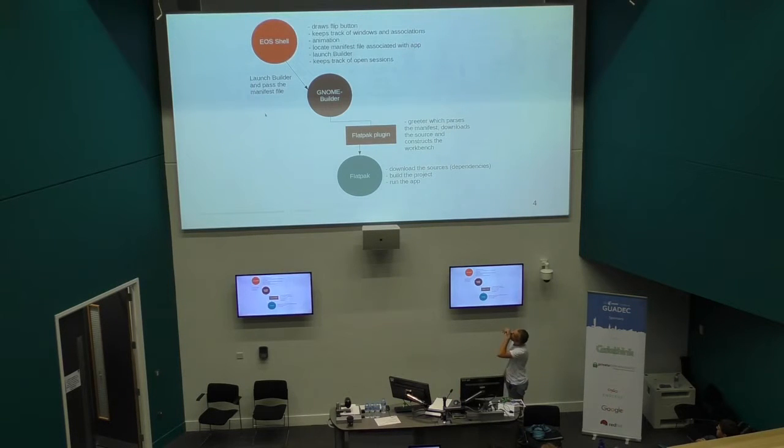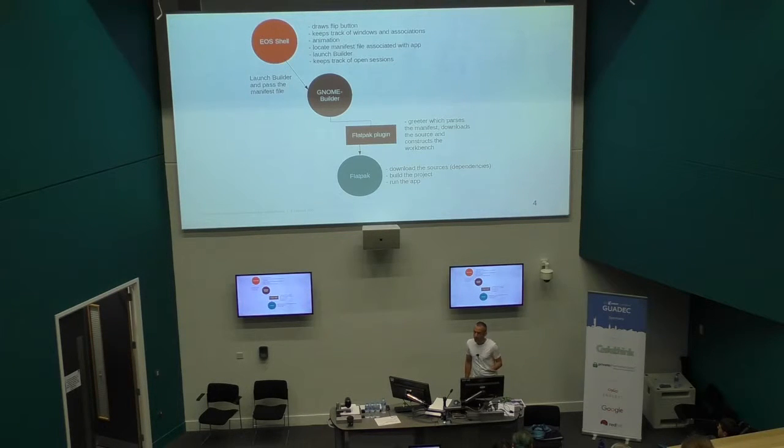Okay, I made a graph to illustrate a bit. So we have three components involved here. One is the EOS shell, which I said is basically the GNOME shell with a few customizations. Then we have GNOME Builder, which is our editor. And then underneath all that, there's Flatpak. Flatpak is there for doing all of the packaging of the application, defining all of the dependencies. The application is deployed using Flatpak.